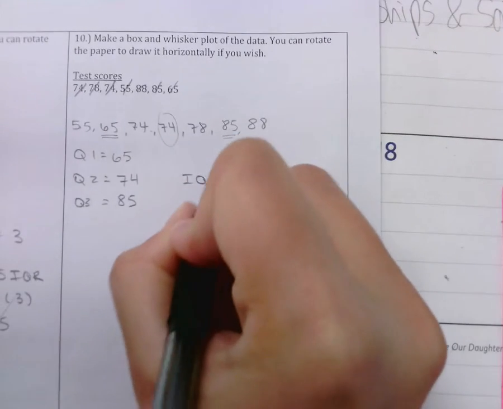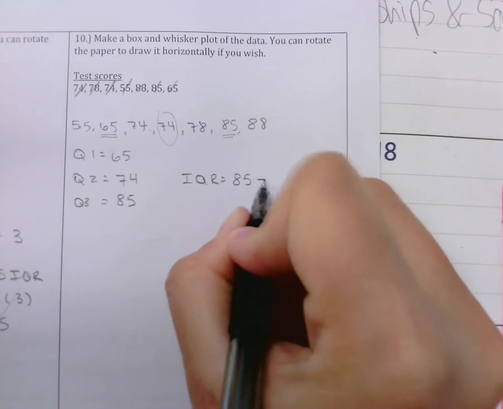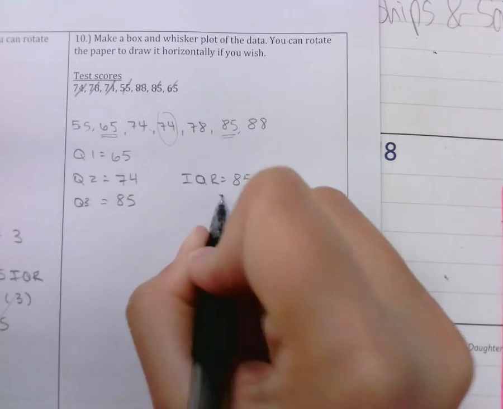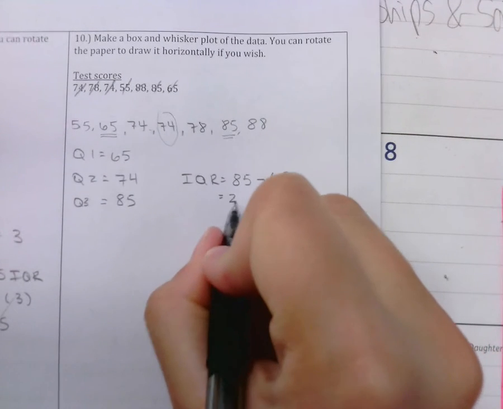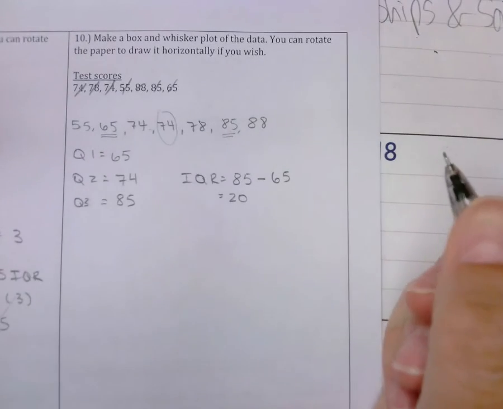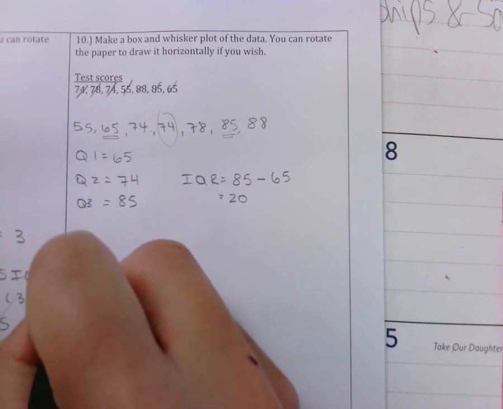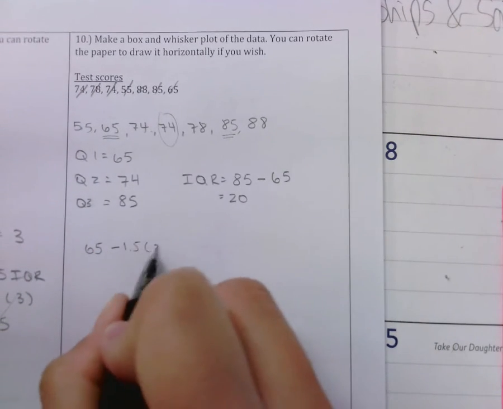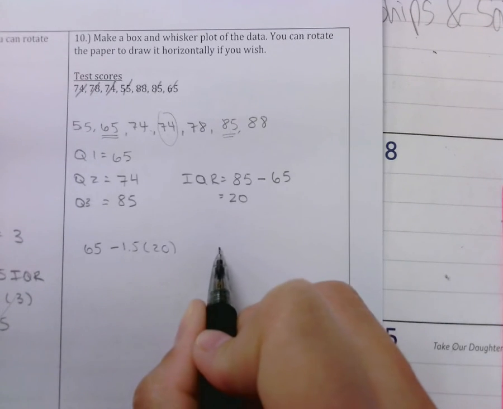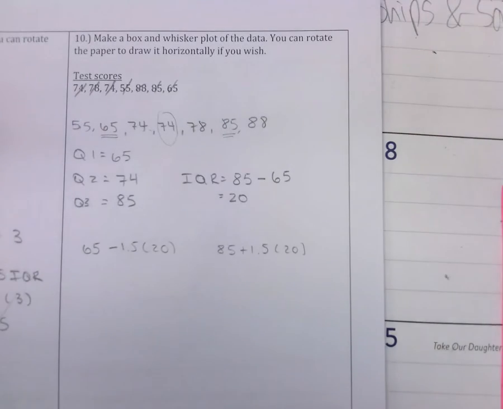Our interquartile range is Q3 minus Q1. You have no outlier. And then outliers are going to be at Q1 minus 1.5 IQR or Q3 plus 1.5 IQR.